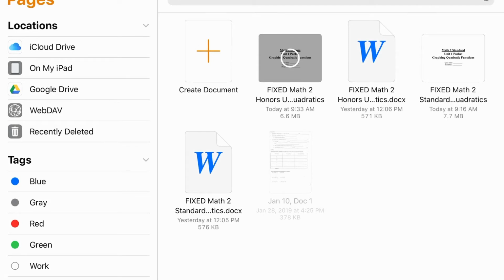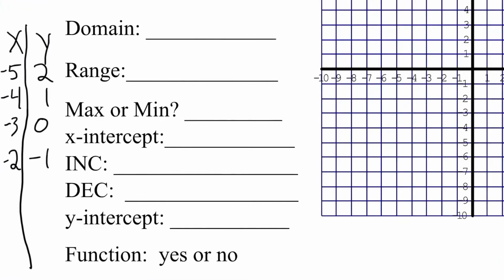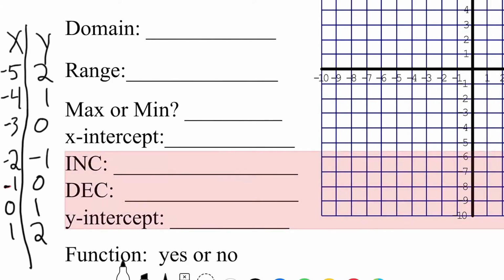Excuse me, guys. I don't know what just happened. There we go. And -2, -1, negative -1, 0, 0, 1, and 1, 2.